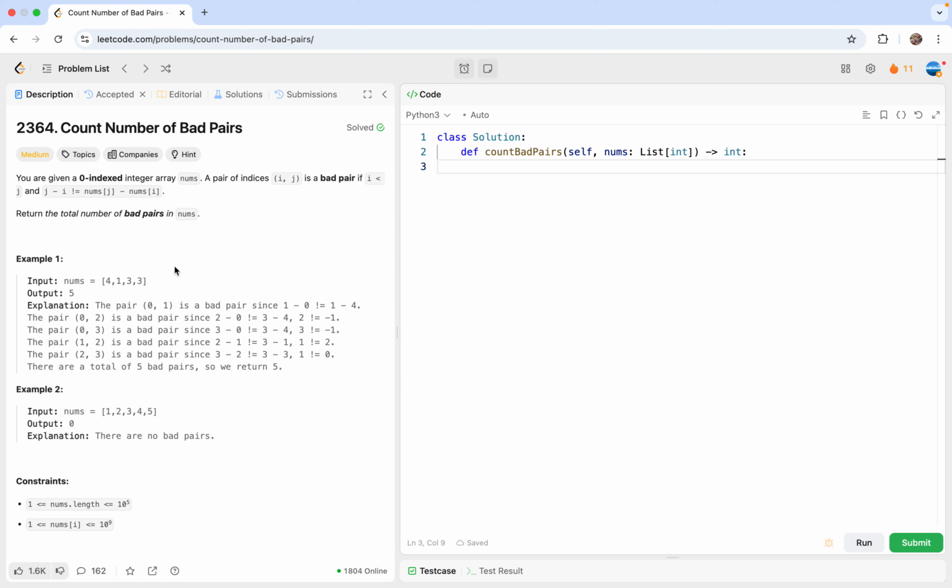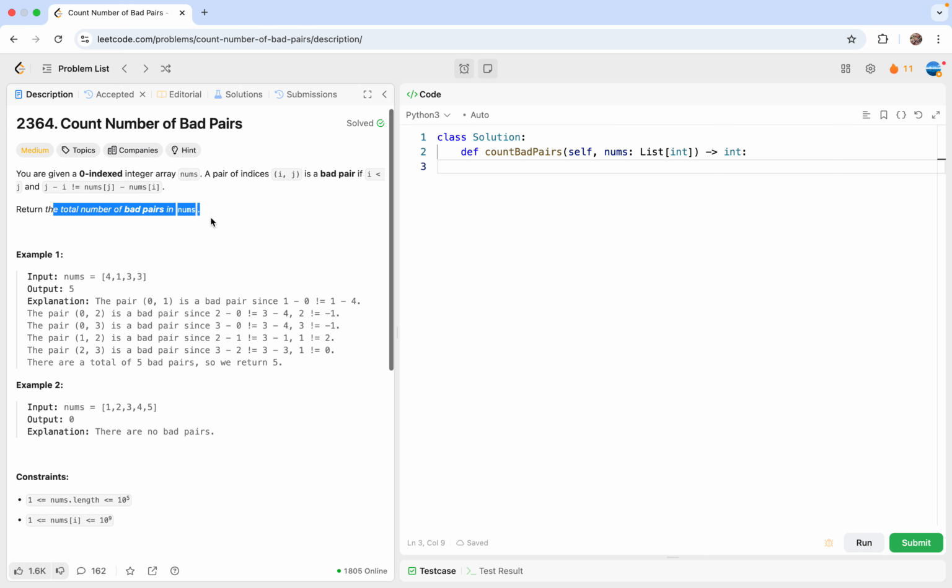Let's have a look at problem 2364, count number of bad pairs. Here we are given a zero-indexed integer array called nums. It defines what a bad pair is: if you have two different indices, and this inequality holds. We want to return the total number of bad pairs in nums.